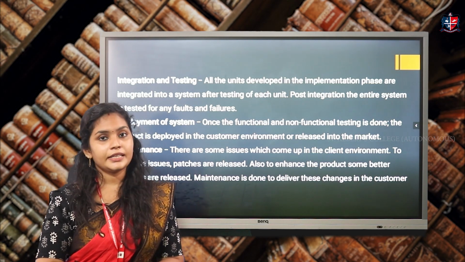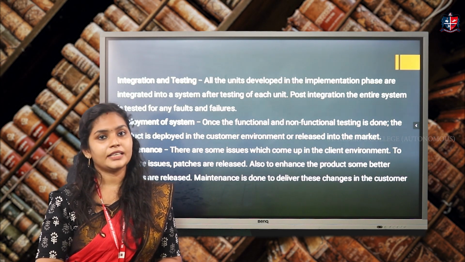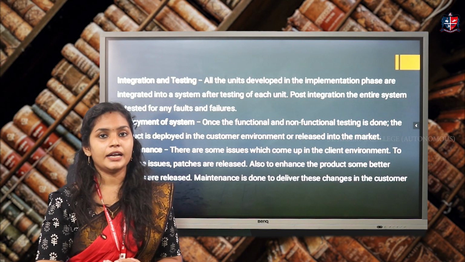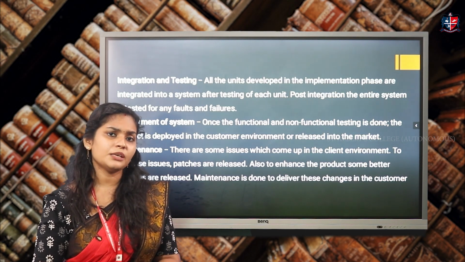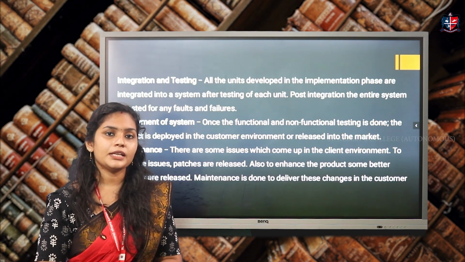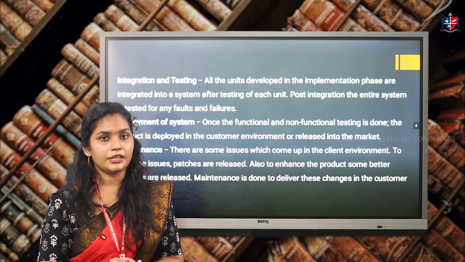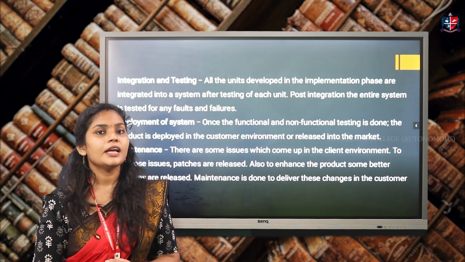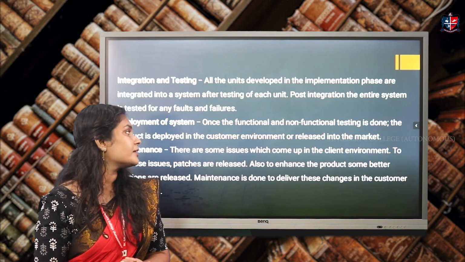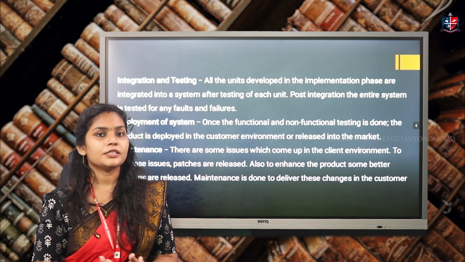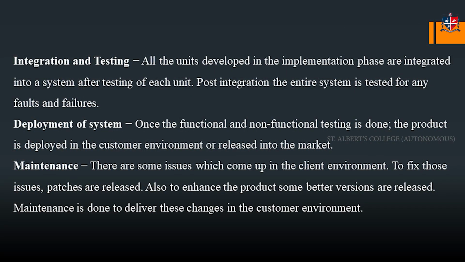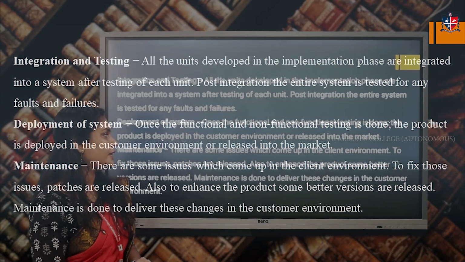And in that case, the end user will check the entire product, and if any modification is needed, then the customer will give feedback. The feedback will be positive feedback or negative feedback. If it is negative feedback, the developer will rearrange the entire model and develop a new model based on the specification of that particular user. And the last phase is maintenance. There are small issues which come up in the client environment.